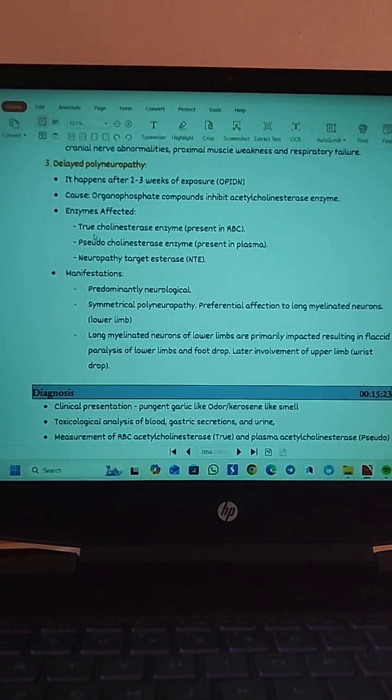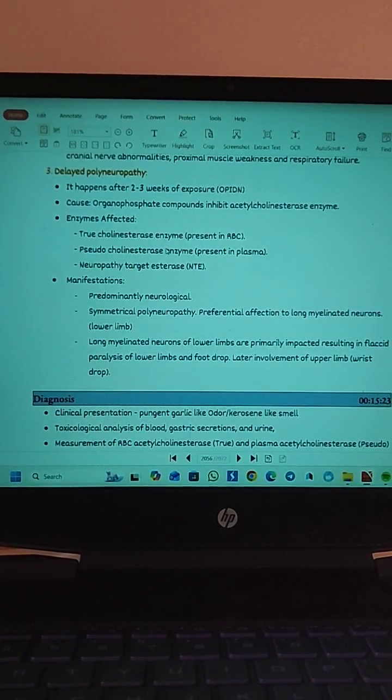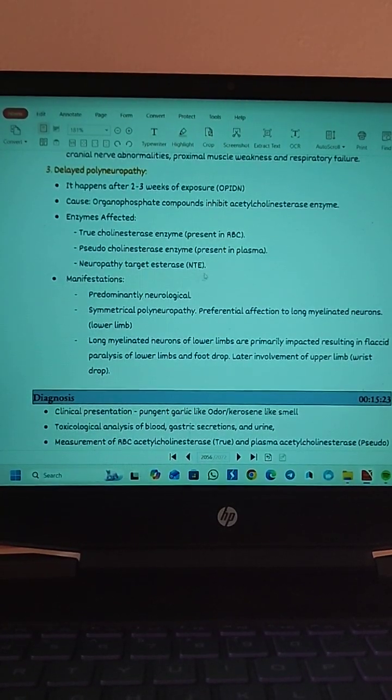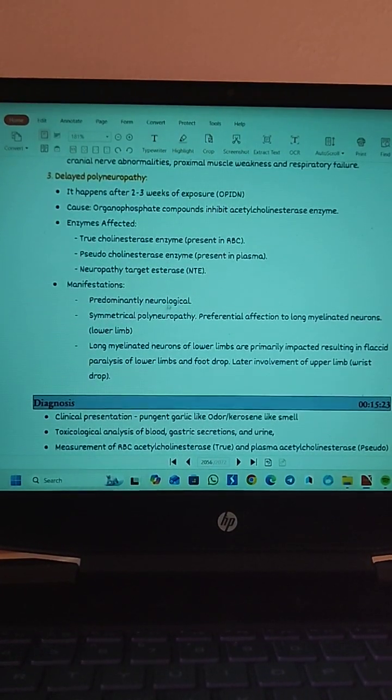And what are the enzymes affected here? Mainly in the RBC, the true cholinesterase enzyme, and in the plasma, the pseudo cholinesterase enzyme, and also the neuropathy target esterase. These are the enzymes affected here. And what are the manifestations? Predominantly neurological manifestations are there.